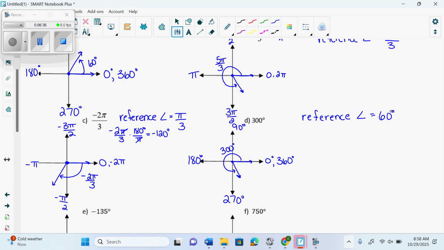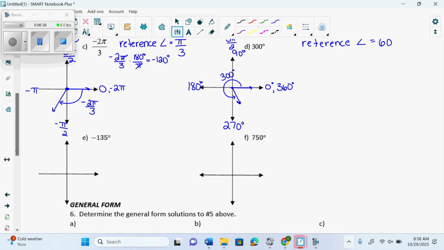All right. Negative 135. 0. Negative 90 degrees. Negative 180 degrees. Check and make sure you have degree symbols. If you don't have degree symbols, what happens? It's in radians, which is wrong. All right.